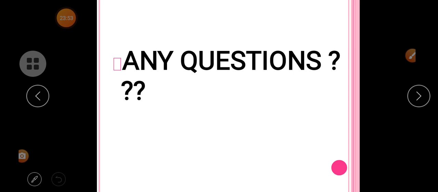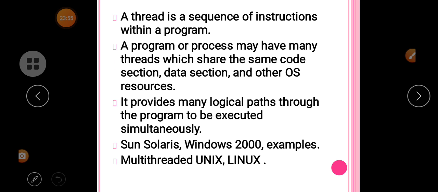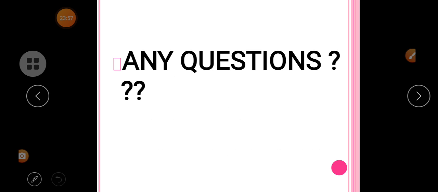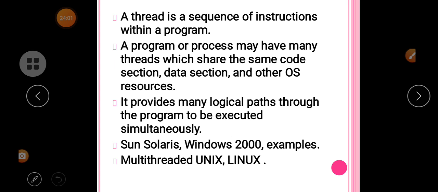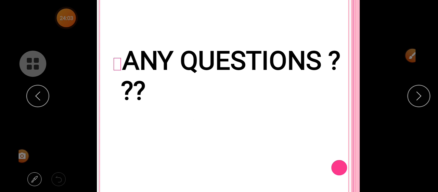Okay, so this is about today's concepts. If you are having any questions, do ask the questions. So what are the questions which may arise from this chapter? I'll be discussing them now for a minute.